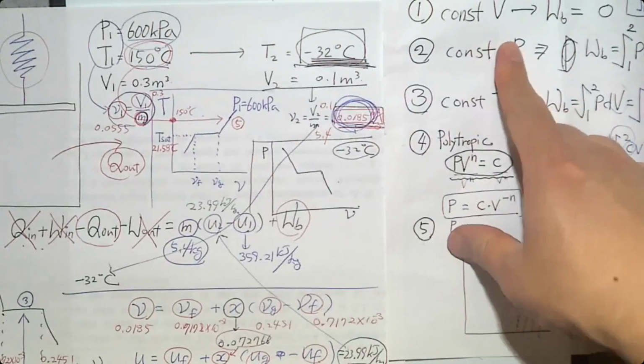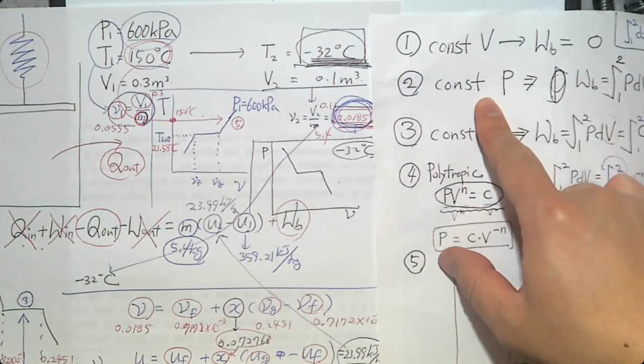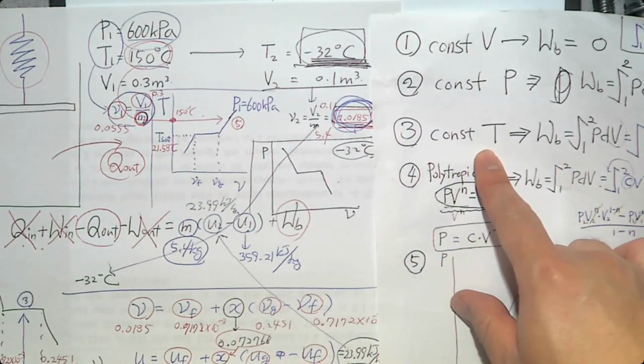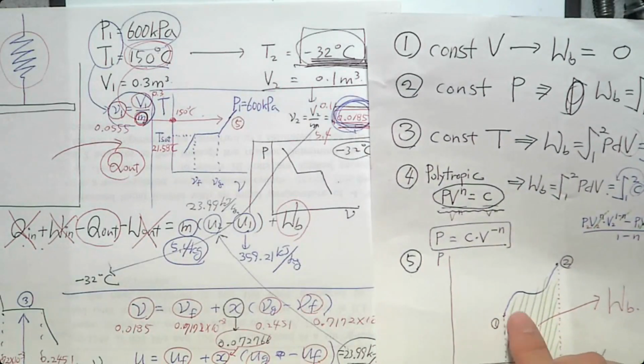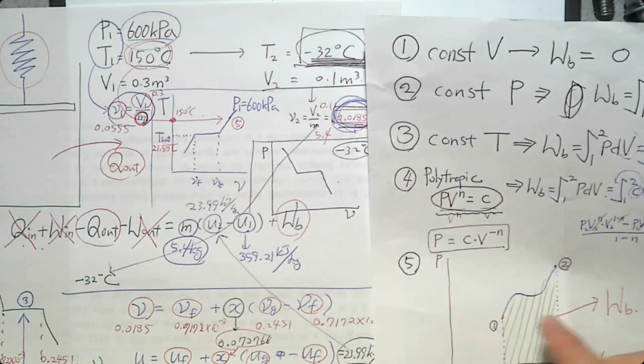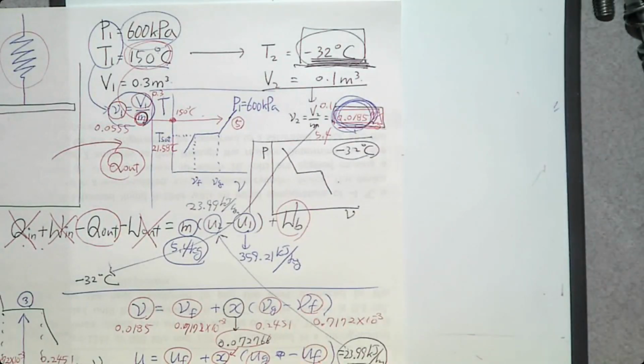Is it constant volume? No. Is it constant pressure? No. Is it constant temperature? No. Polytropic? No. Then what is the remaining one? Graph. We have 2 minutes. I'm going to make this graph, and that will be all for today. Okay, so don't worry about that. Let me make the graph.